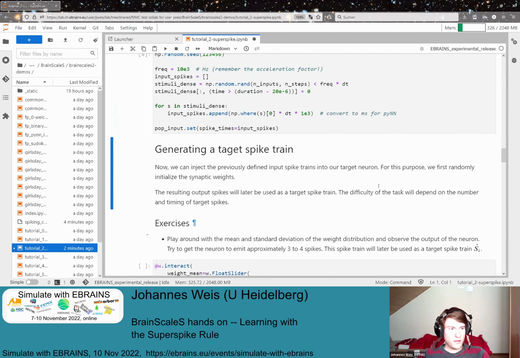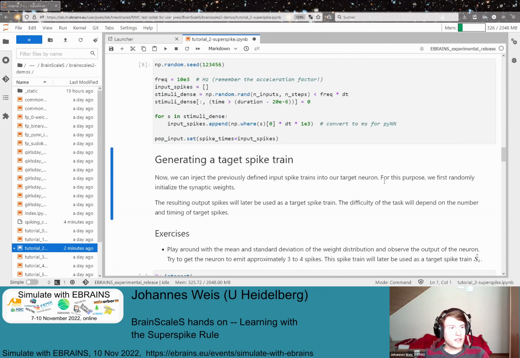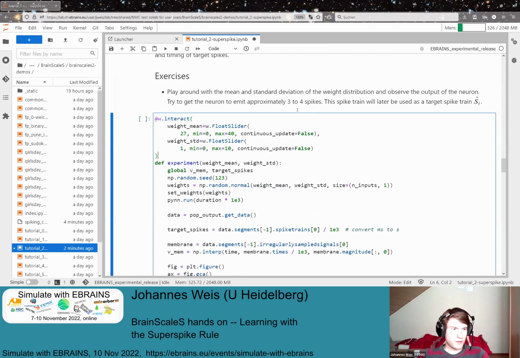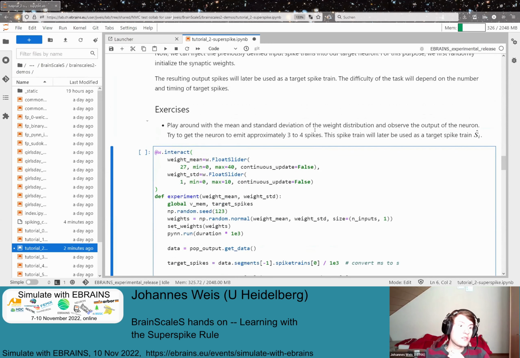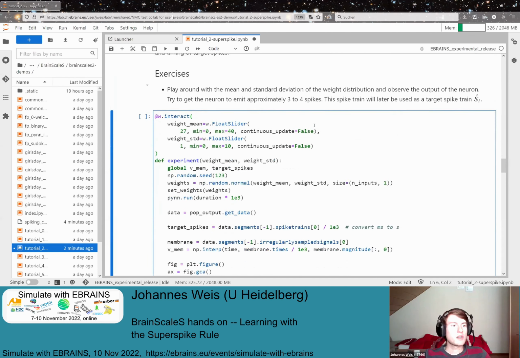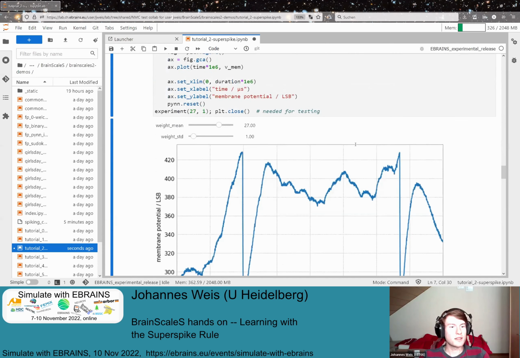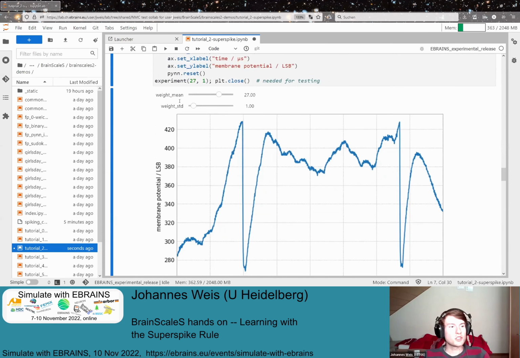Okay, with a network defined and input stimuli defined, we can run the network and generate a target spike train. We will use a random distribution of the synapse weights. This column of 25 synapses will be set to a random weight of 27 in mean and 1 in standard deviation, at least by default. Let me run this cell, and you have a slider again that allows you to easily adjust the mean and standard deviation of those weights.